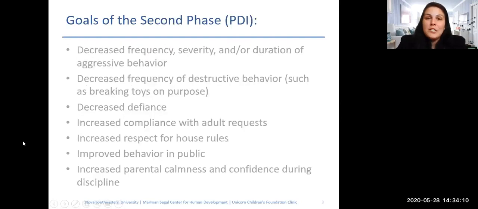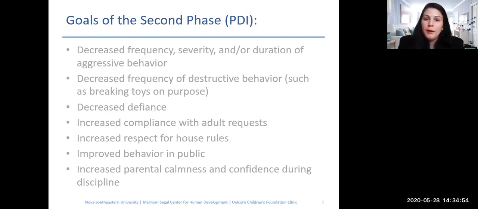In terms of the second phase, what we're really trying to do is equip parents with the confidence in their ability to redirect behaviors, right? We're going to see, hopefully, a decrease in frequency, severity, and duration of aggressive behaviors, a decrease in the frequency of destructive behaviors, so breaking toys on purpose, throwing objects, right? We want to see a decrease in defiance. So if we've already established a good foundation of a relationship, now when the parent comes in and gives a directive, they are more likely to comply with adult requests, right? We also want to increase respect for the house rules that the parent might have.